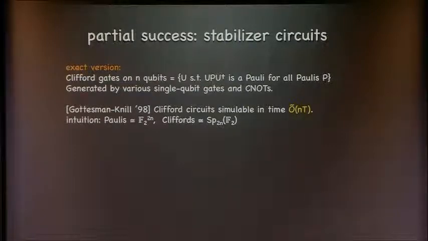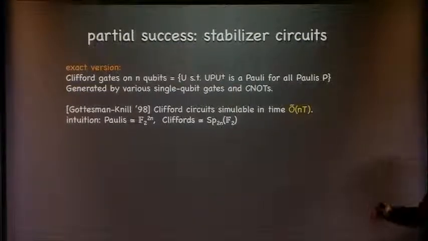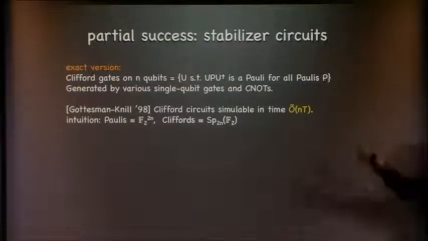Or rather, what is a Clifford circuit? A Clifford gate is a gate U such that if you conjugate a Pauli matrix by it, you get another Pauli matrix. By Pauli matrix, I mean a tensor product of the single-qubit matrices I, X, Y, and Z. This is a subgroup of unitary gates, generated by a certain collection of single-qubit gates, which I won't get into, and controlled-NOTs.